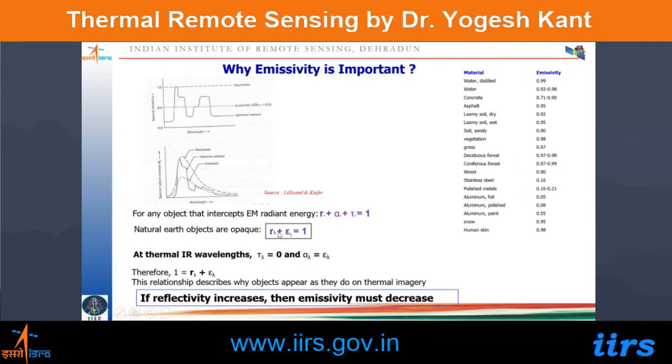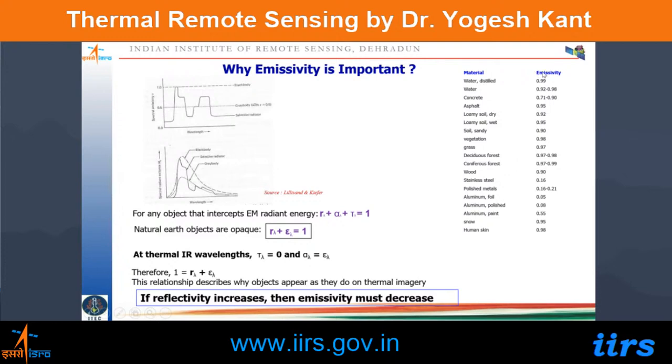So it means the reflectance is complementary to the emissivity. So the emissivity is 1 minus reflectance. Therefore, the reflectance is 1 minus emissivity. So if reflectance is high, emissivity or absorption will be less, or vice versa.